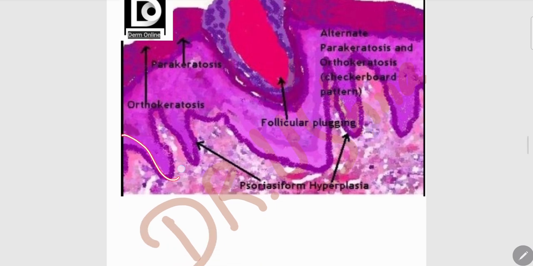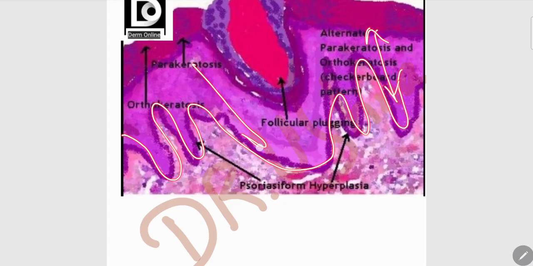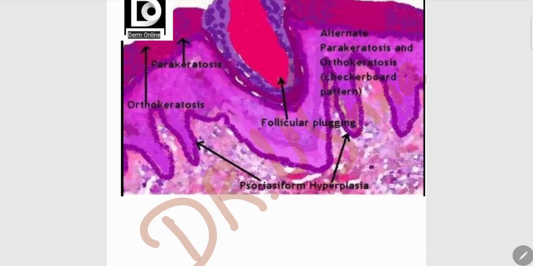Then the third feature, you can see this stratum spinosum has been elongated. Okay, your rete ridges have been elongated, becoming so prominent, so pronounced. So this is known as basically acanthosis. So the difference between the PRP acanthosis and the psoriasis acanthosis: in the psoriasis you have very regular club-shaped rete ridges, which is known as regular acanthosis, but in PRP you can see some rete ridges are long, some are short, some are very long, some are short. So this is known as irregular acanthosis. So this is again a very important point.